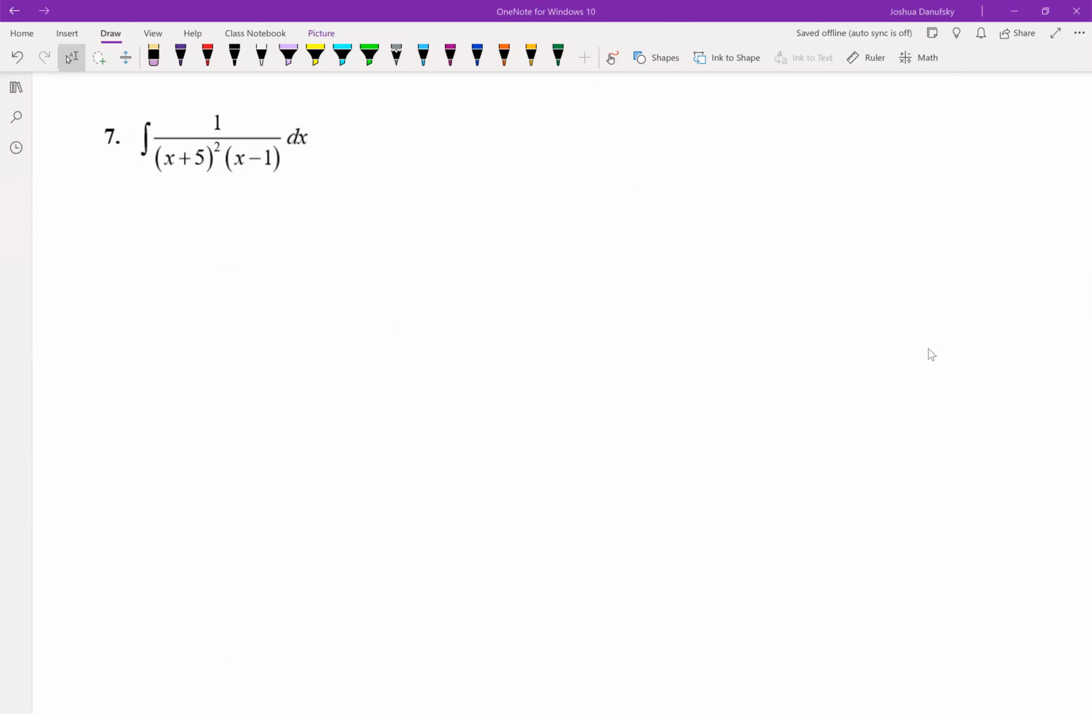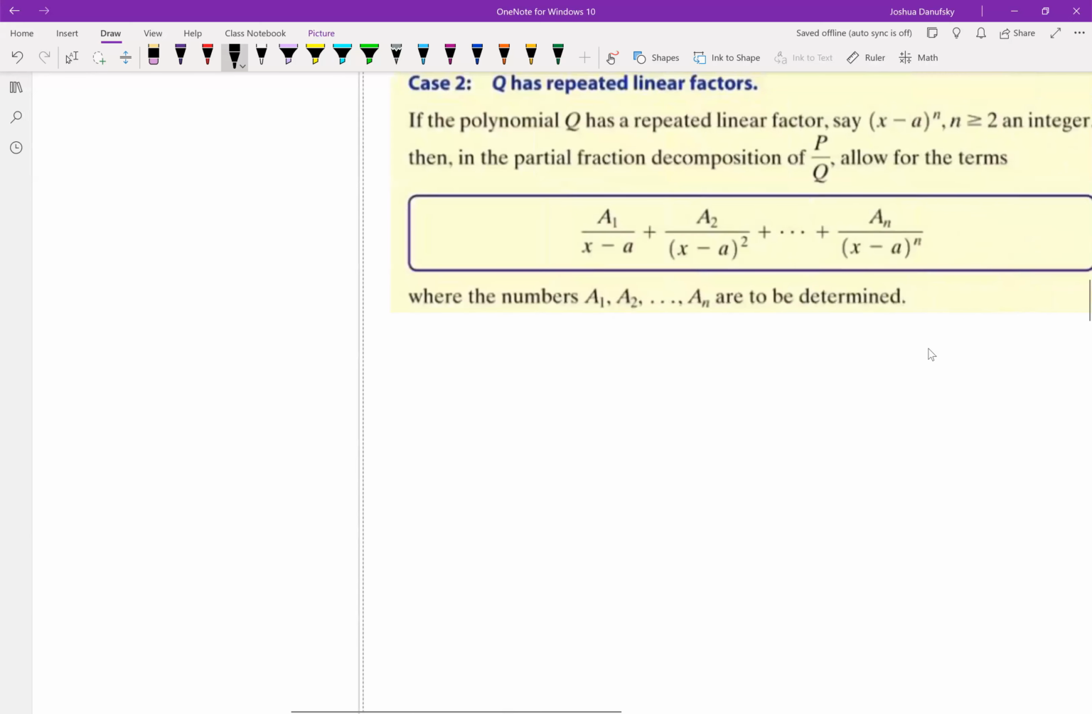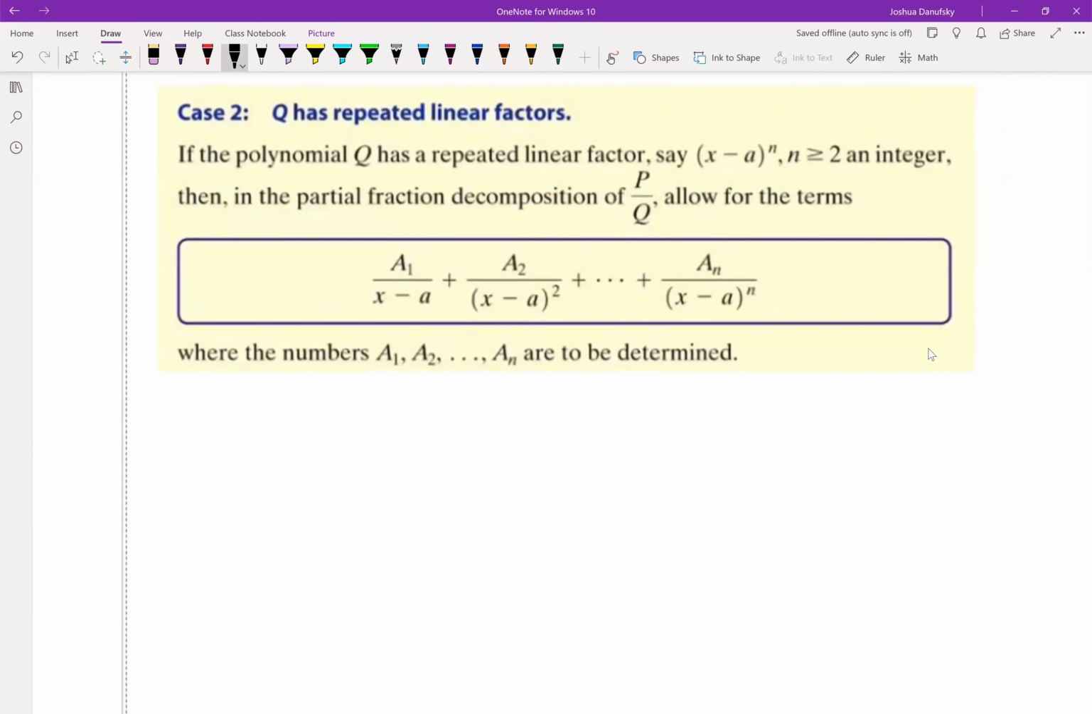Number 7, the integral of 1 over the quantity x plus 5 squared times x minus 1 dx. In this case, our denominator has linear factors again, but you'll notice that we have x plus 5 squared. We call that a repeated linear factor. And when that happens, we're going to go to what's often referred to as case number 2, where our repeated linear factors are going to get multiple terms when we do our partial fraction decomposition.